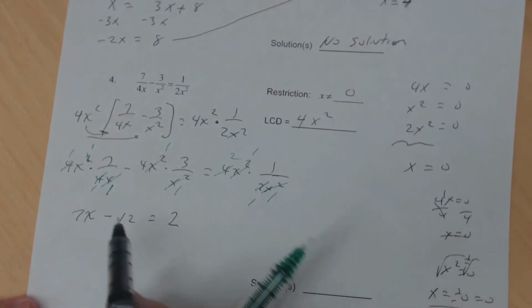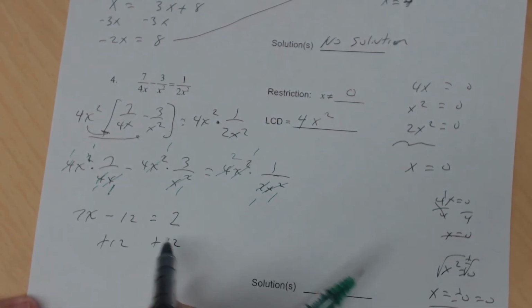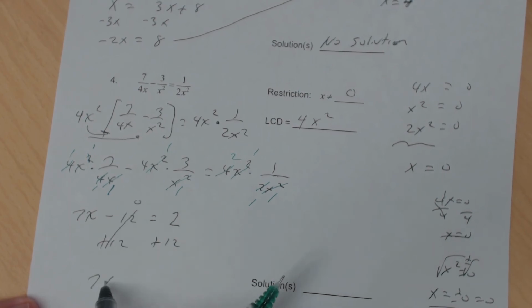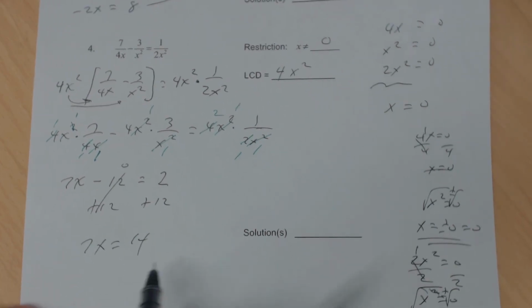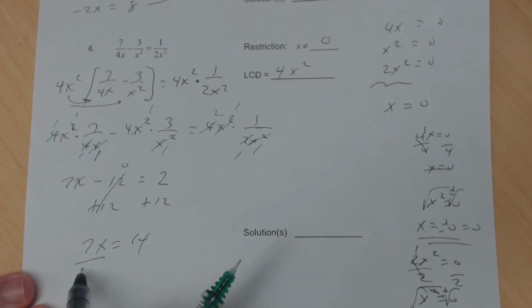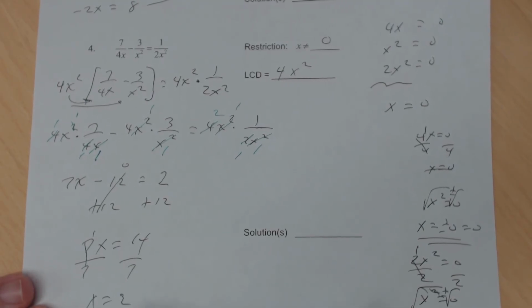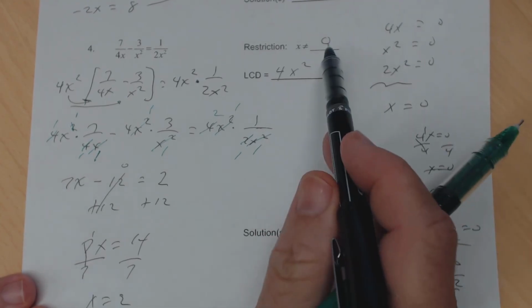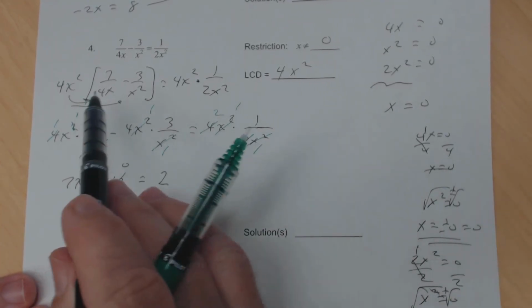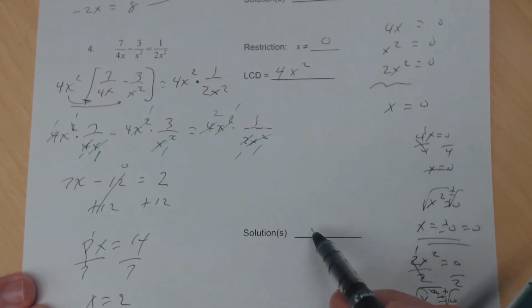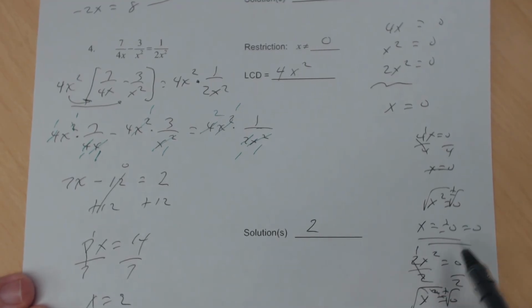And then to solve this one, you're going to add 12 to both sides. And so you get 7x equal 14. Divide both sides by 7. I get x to be 2. Now, 2 is not a restriction. So assuming I did all this correctly, then 2 is my solution.